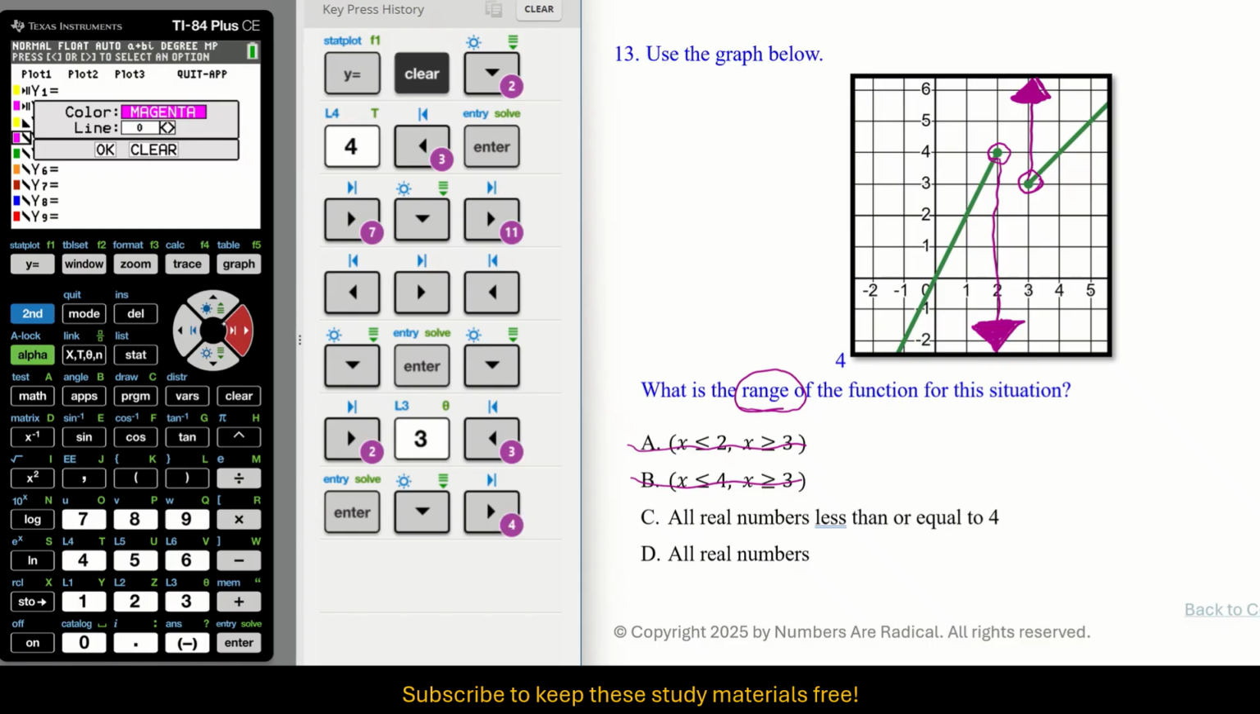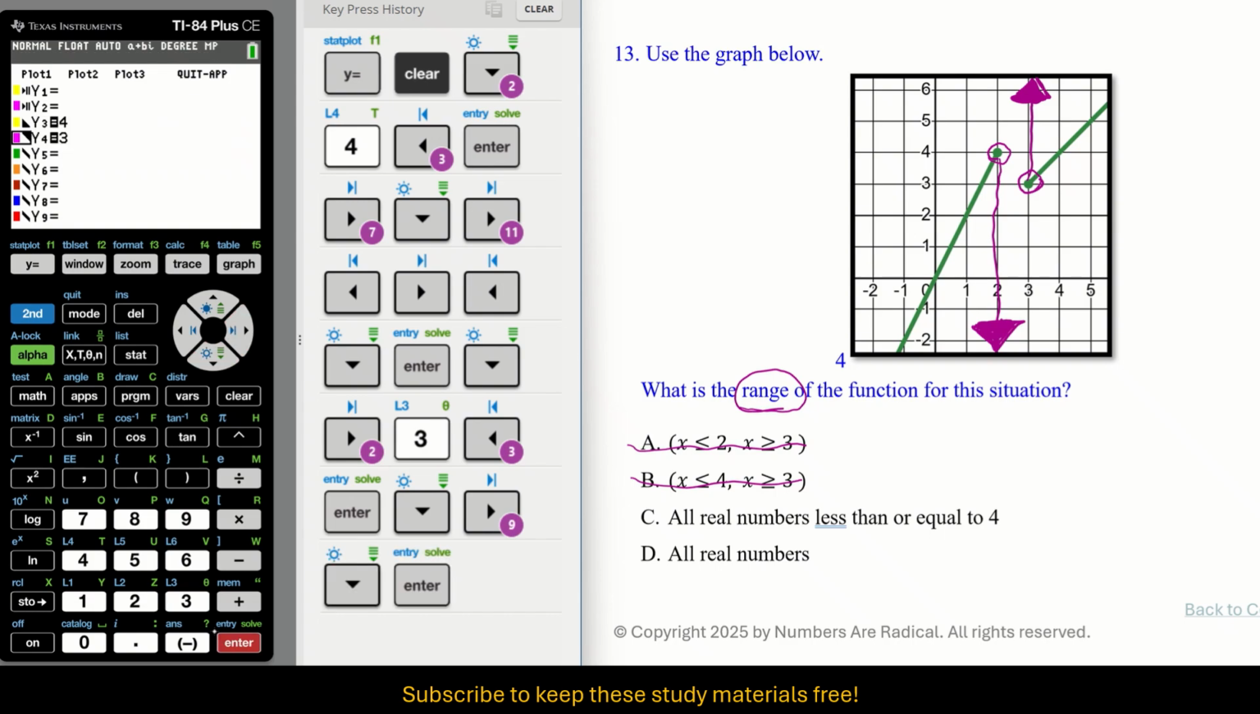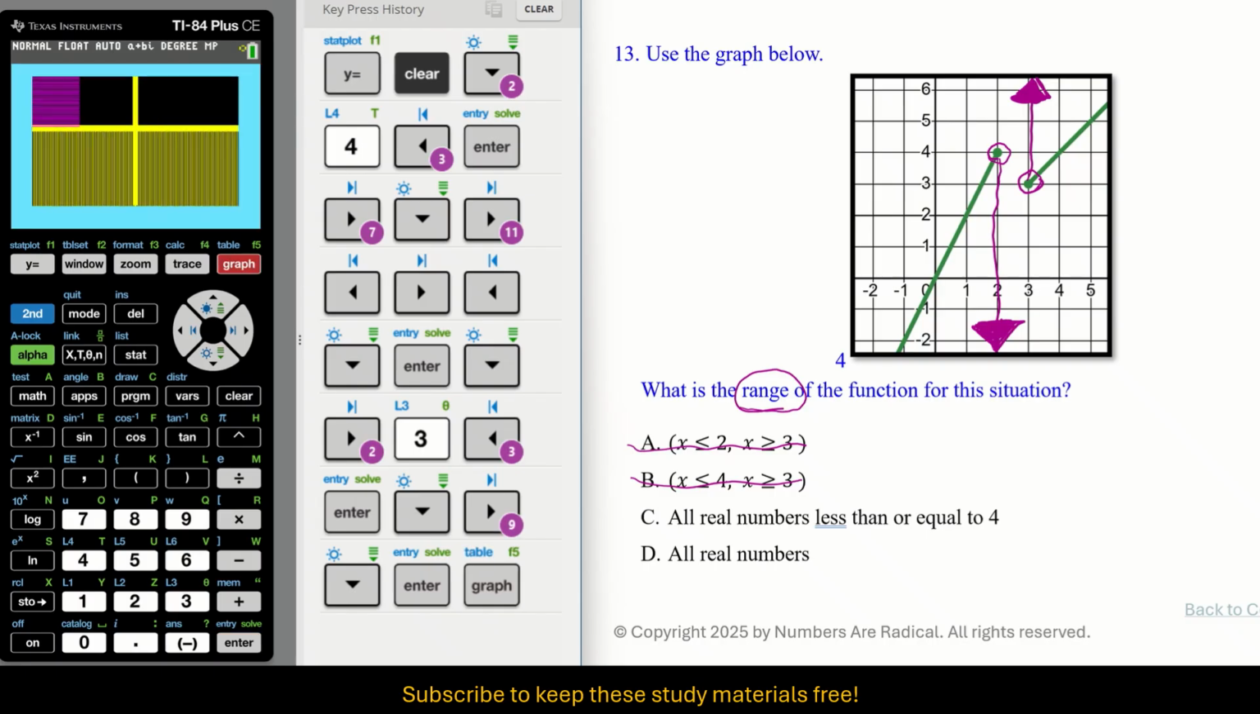Let me keep going and see if we find that other one. Now there's the lines that are not equal. It looks like I don't have it here, but that's okay. That's the one that I need. So I'm going to push enter. Now let's graph it. Let's see what it looks like.